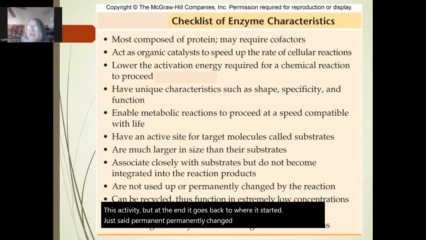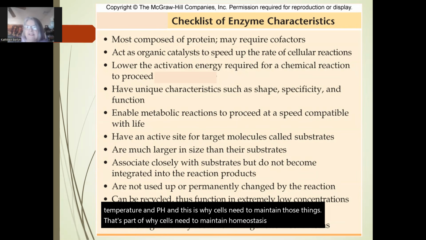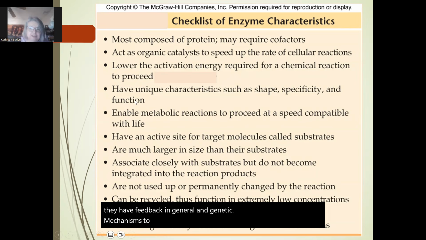They are greatly affected by temperature and pH. And this is why cells need to maintain those things. That's part of why cells need to maintain homeostasis. And they have feedback and genetic mechanisms to regulate their functions. And we'll talk about a lot of these things as we go through the talk today.